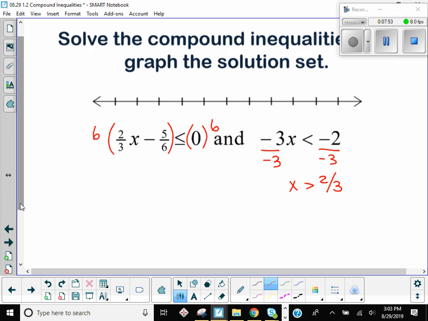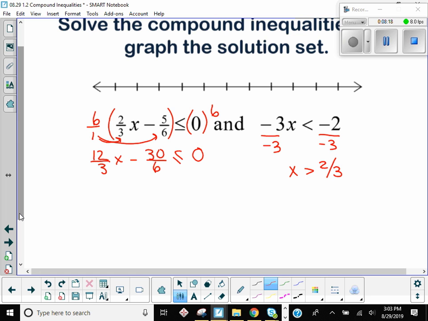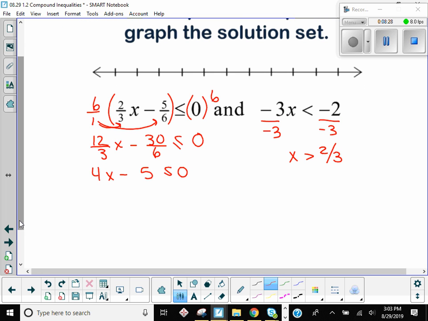So remember, this is 6 over 1. So when I distribute it through, I'm really multiplying fractions. You go across the top, across the bottom. So this is 12 over 3x minus 6 times 5 on the top over 1 times 6 on the bottom. And what is 0 times 6? 0, right? Sometimes that really simple stuff trips people up. And then you simplify these fractions, giving you 4x minus 5 less than or equal to 0. Take a second and solve that.